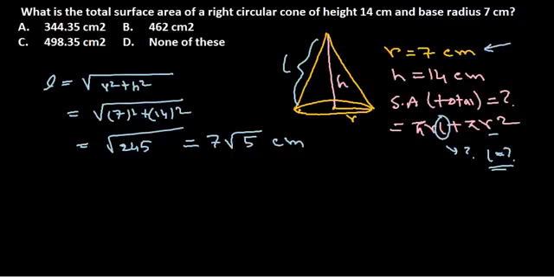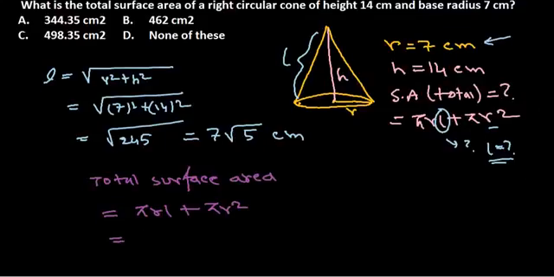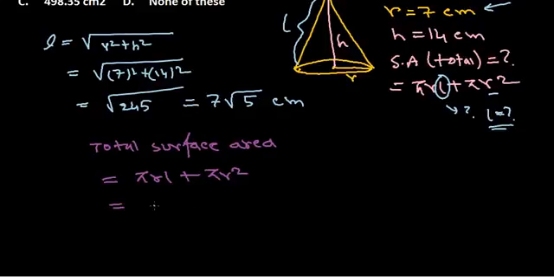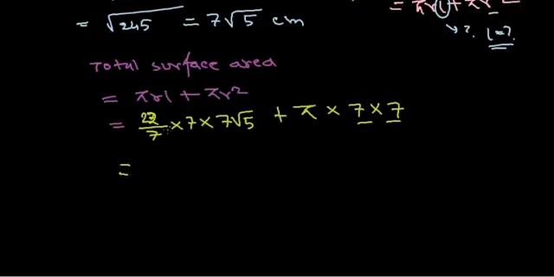We have already put the equation there. Let me write the total surface area, and that equals pi RL plus pi R square. So let's put in the values. Pi is 22 by 7, R is 7, and L is 7 root 5. Plus pi into R square, which is R into R. Here the 7 will cancel out, so we are left with 22 into 7 root 5.